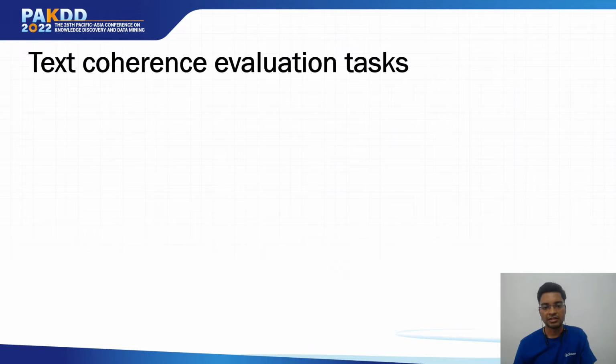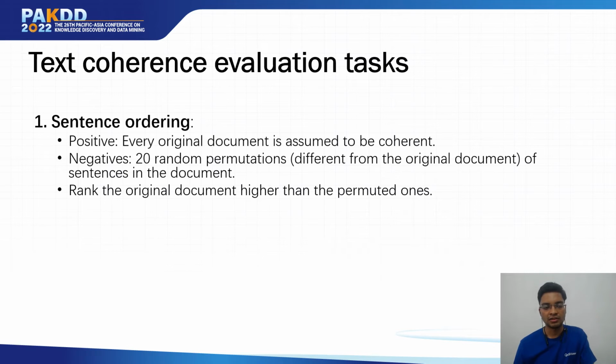Moving on to the text coherence evaluation tasks. There are three different text coherence evaluation tasks. First is sentence ordering. It consists of positive samples, where every document is assumed to be coherent, and negative samples, where 20 different random permutations of the sentences in the original document are taken. The task is to rank the original document higher than the permuted one.